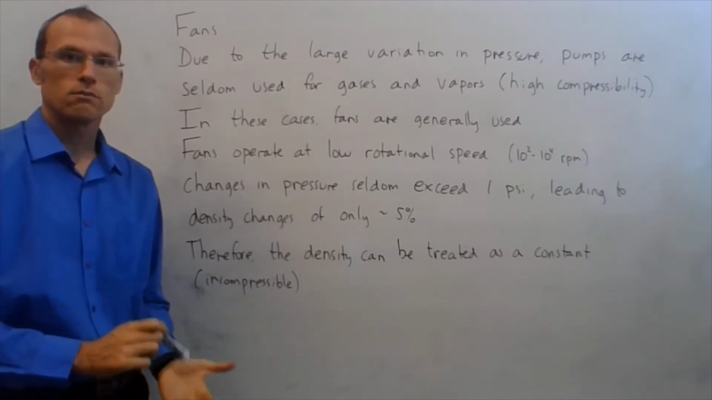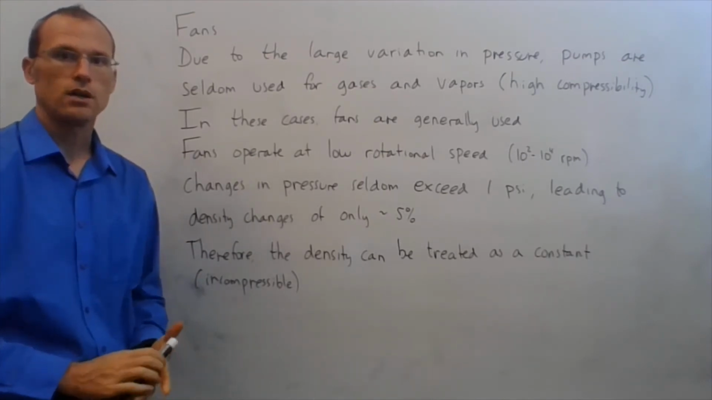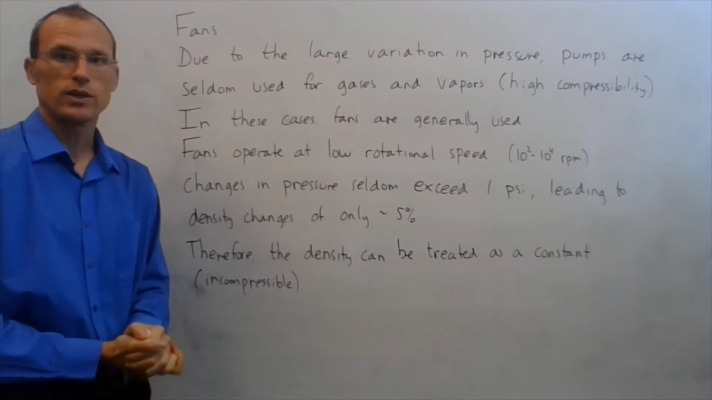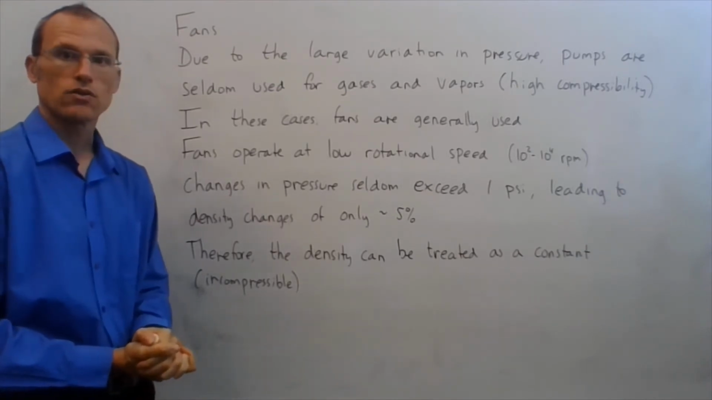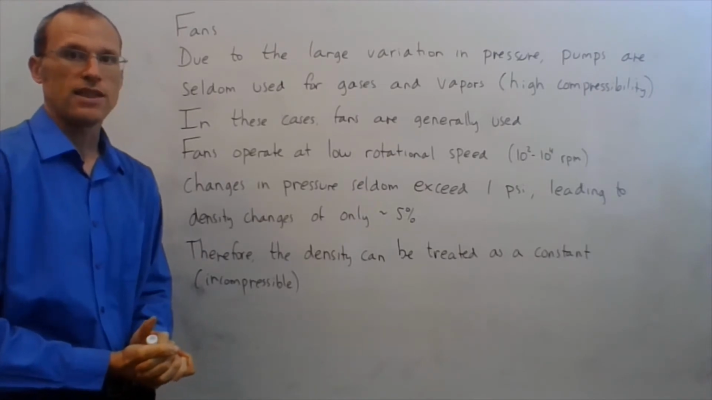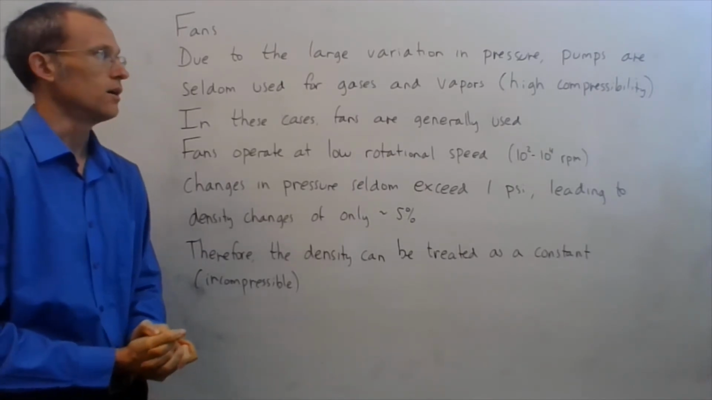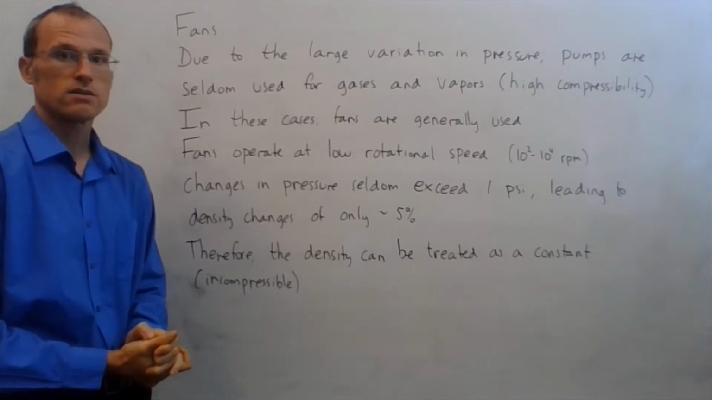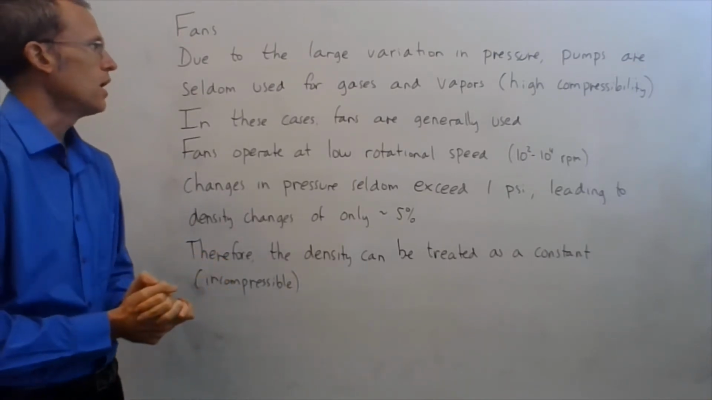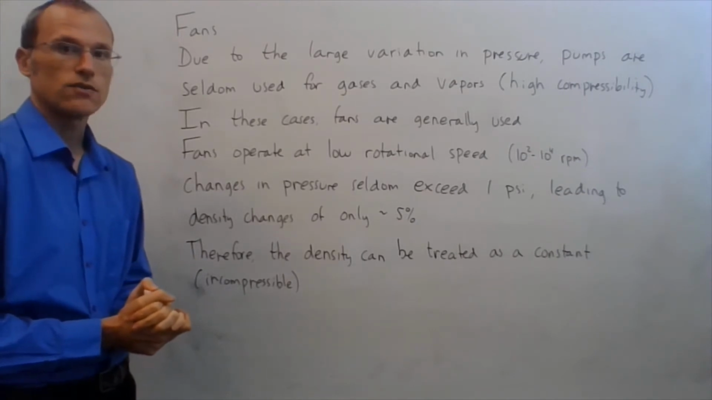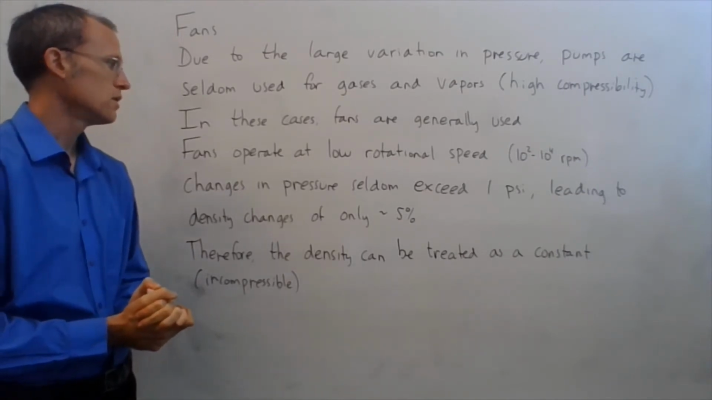So the centrifugal, mixed, and axial flow pumps are great for pumping liquids. When it comes to vapors and gases though, they're not so good because they create a very large pressure difference, and that very large pressure difference can lead to compressibility effects in gases that are unwanted. So because of that, pumps generally aren't used for gases or vapors. What are used instead are fans.